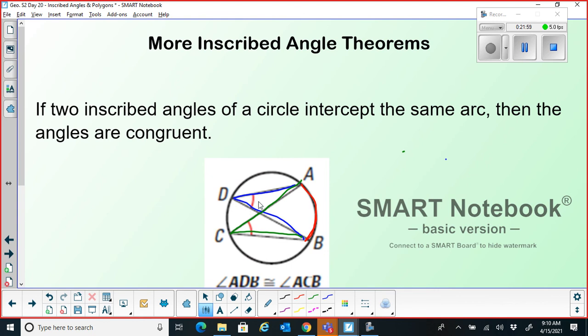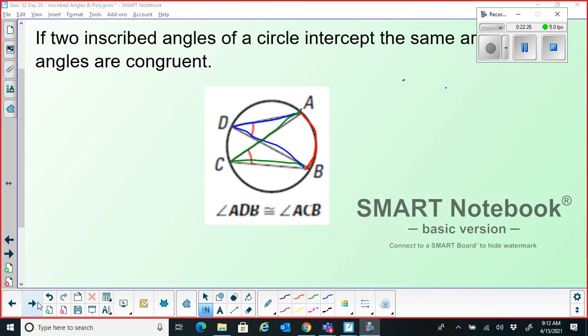If that happens, then we have these two angles congruent. That's what this theorem says. If two different angles intercept the same arc, then those two angles will measure equal, or they are congruent. That's what this particular theorem says. Please note down. We will see a few problems based on them in another 30 to 40 seconds. Okay, let's move on to the next slide.